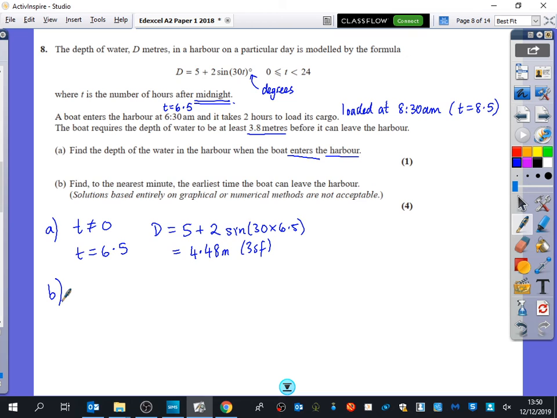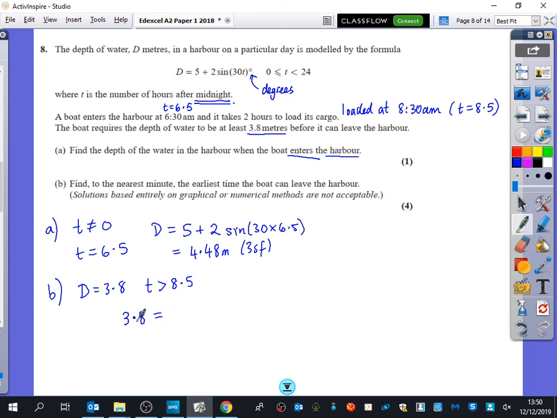Part B says, find to the nearest minute the earliest time the boat can leave the harbour. So I want to find out when the depth of the water is 3.8. But remember, t must be greater than 8.5. It has to be bigger than 8.5 because if it's smaller than 6.5, the boat hasn't even arrived. If it's between 6.5 and 8.5, then the boat is still being loaded and it can't leave the harbour.